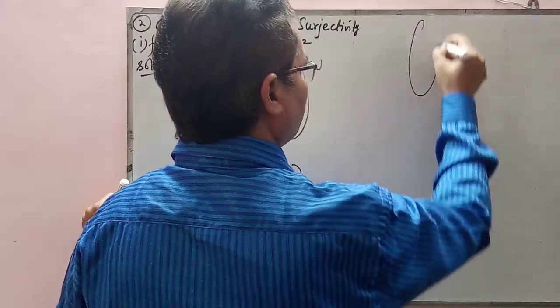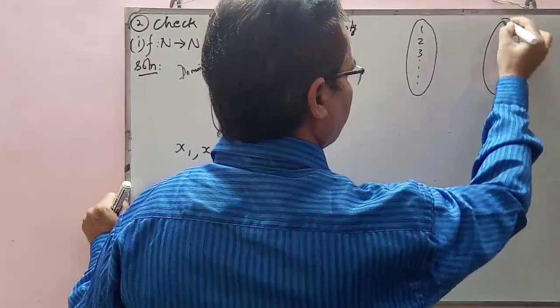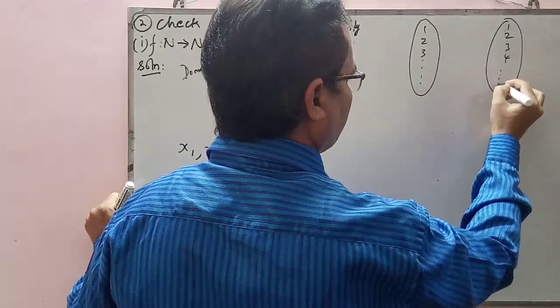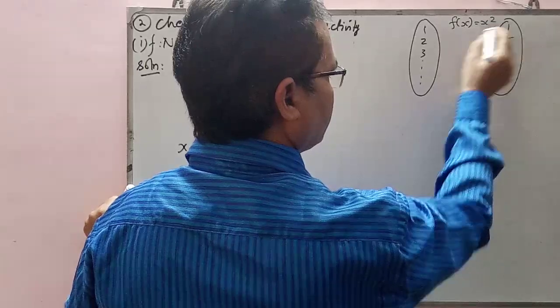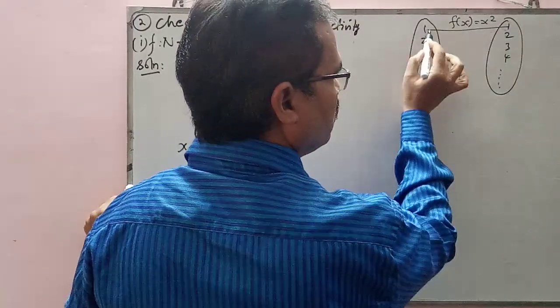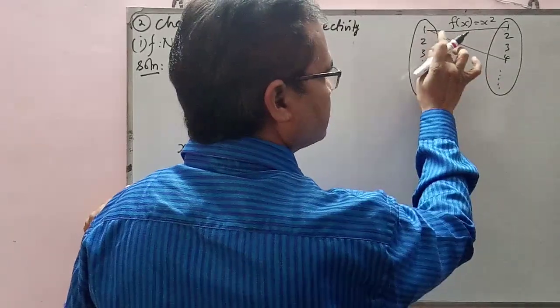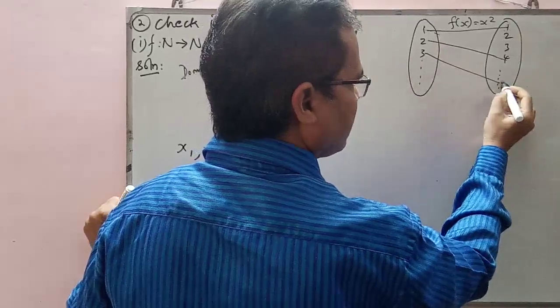Let us start mapping to better understand this. 1, 2, 3 goes on like that. In domain 1, 2, 3, 4. Okay, right. Now the function f of x equal to x square. So take the input. So sorry, 1. 1 square is 1. If you put 2, 2 square is 4. 3 square is 9.